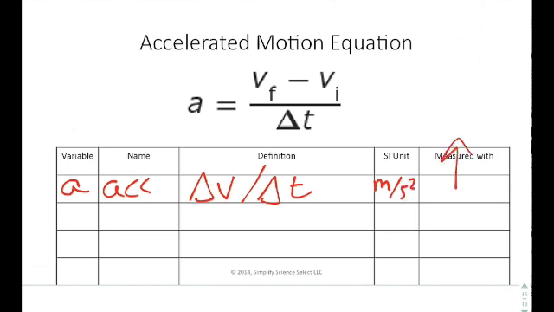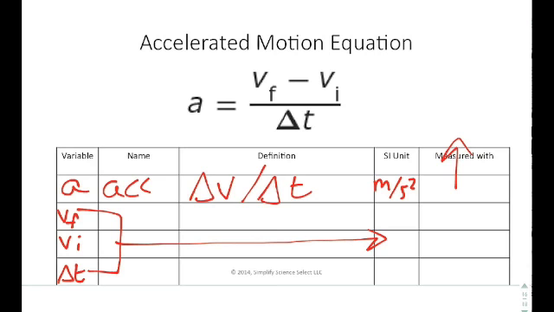The other variables you should be familiar with from the first presentation. You have final velocity, you have initial velocity, and you have time. If you can't remember the names, definitions, units and so forth, you should refer to your notes from the first presentation because this is something you're expected to know moving forward.